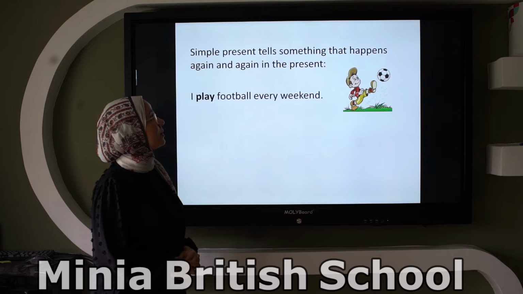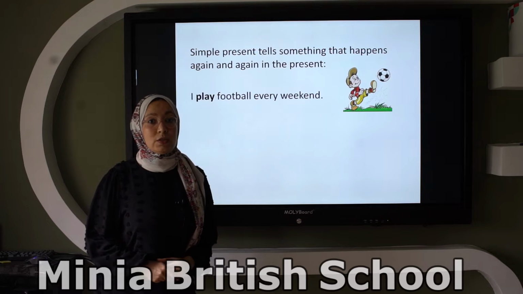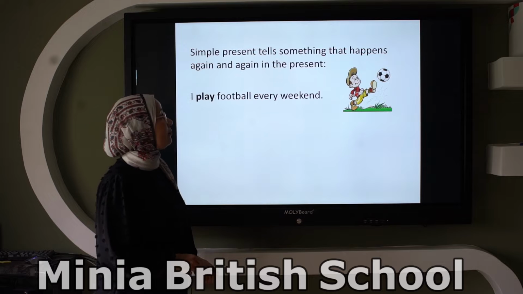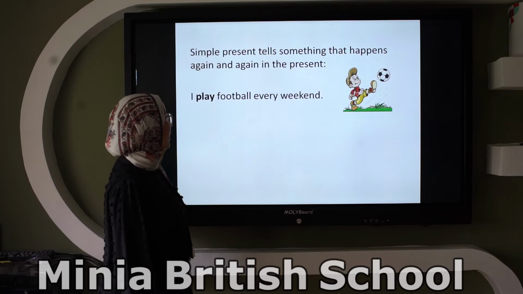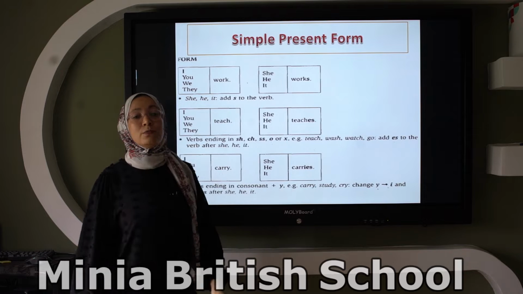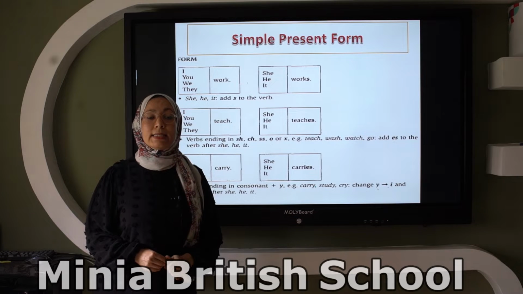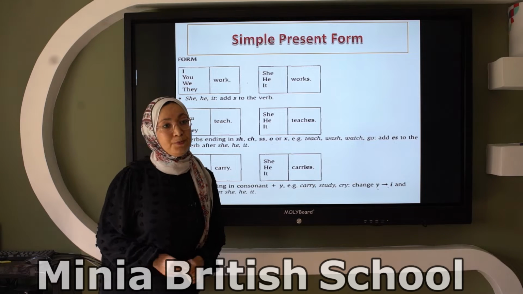Also, present simple tells something that happens again and again in the present, meaning frequent actions, like I play football every weekend. Okay, now let's move to the formation of present simple. How could we make a sentence in the present simple form?